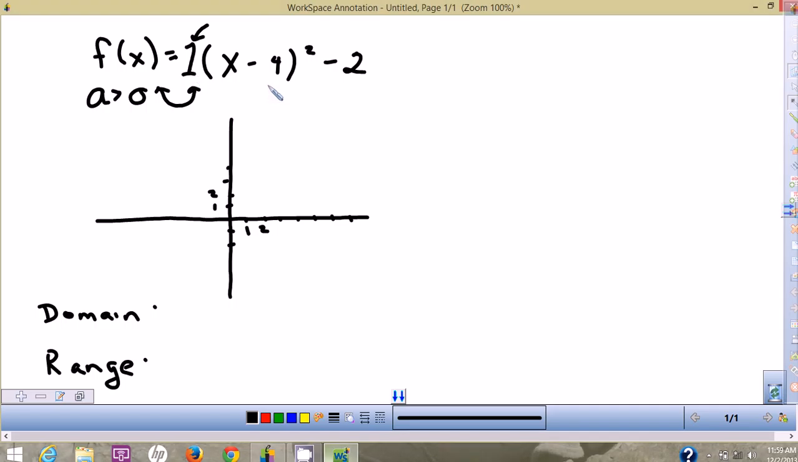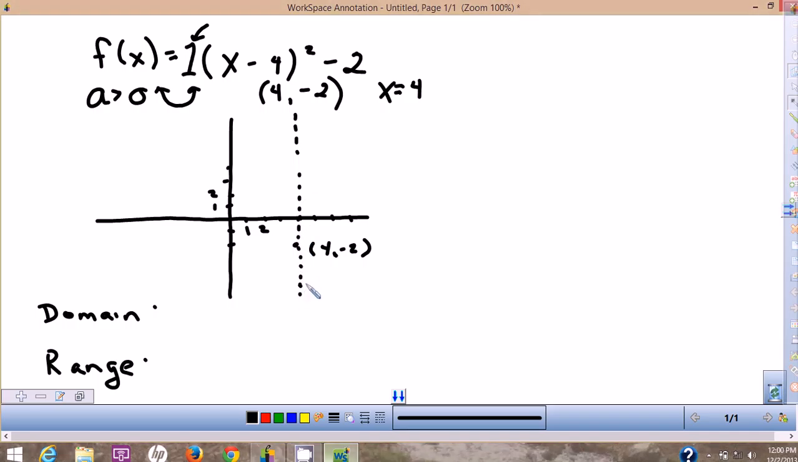Now what's the vertex? The vertex, remember, is (h, k), so in this case it's (4, -2). That's the vertex of my function. So let's graph that point right here. (4, -2) is the vertex of my function, and we have an axis of symmetry at x = 4, going right through our vertex. So there's our axis of symmetry at x = 4.